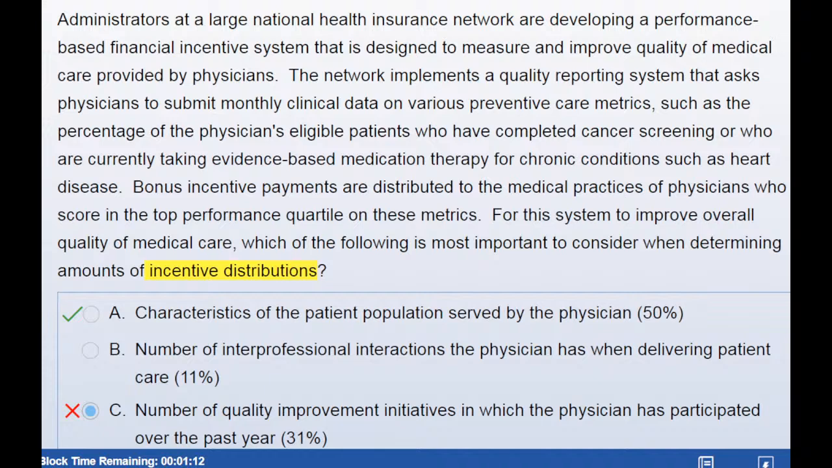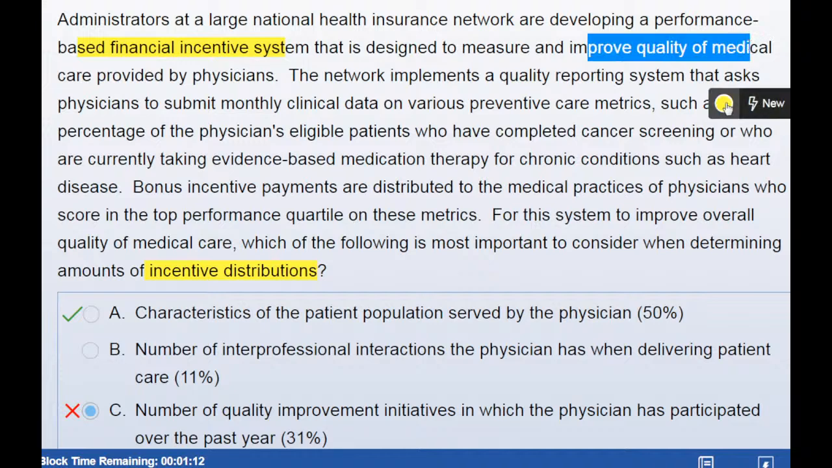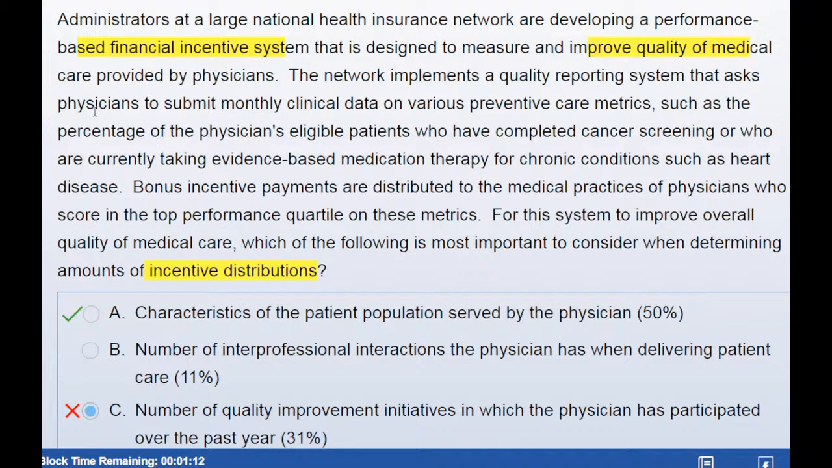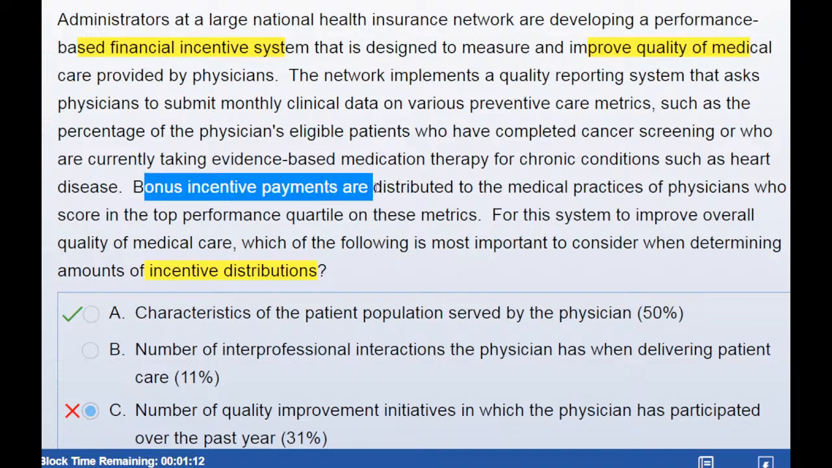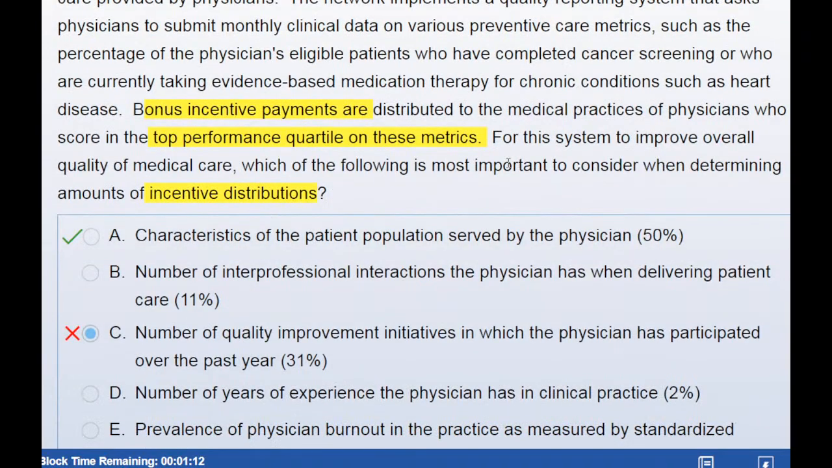Administrators at a large national health insurance network are developing a performance-based financial incentive system that is designed to measure and improve quality of medical care provided by physicians. The network implements a quality reporting system that asks physicians to submit monthly clinical data on various preventive care metrics, such as the percentage of the physician's eligible patients who have completed cancer screening or who are currently taking evidence-based medication therapy for chronic conditions such as heart disease. Bonus incentive payments are distributed to the medical practices of physicians who score in the top performance quartile on these metrics. For this system to improve overall quality of medical care, which of the following is most important to consider when determining amounts of incentive distributions?